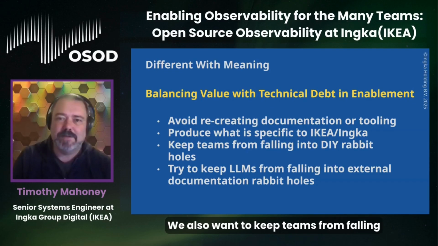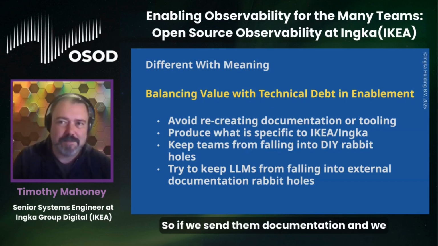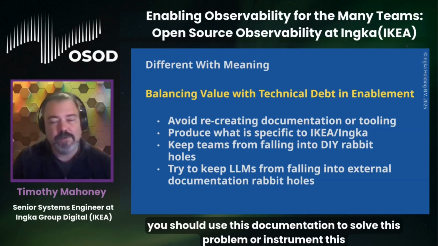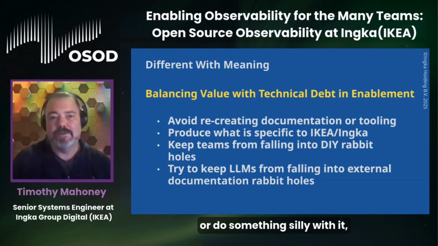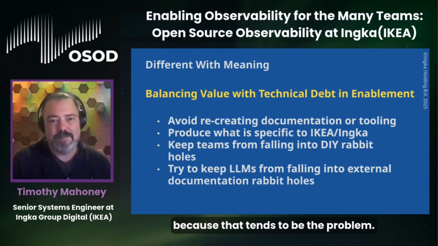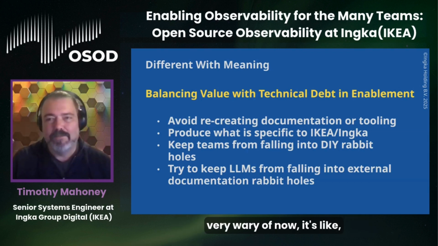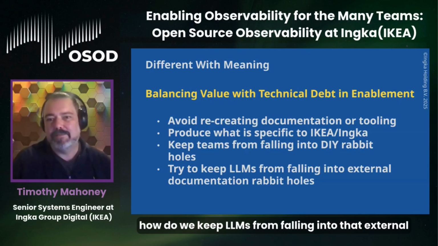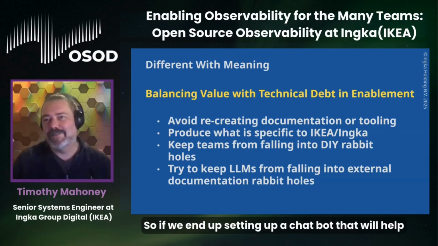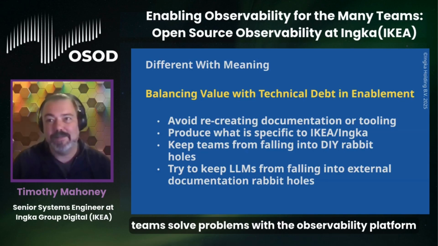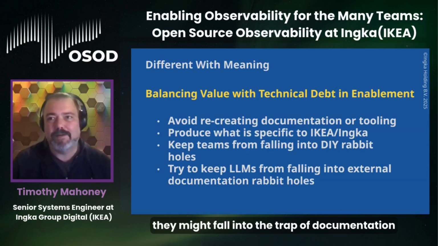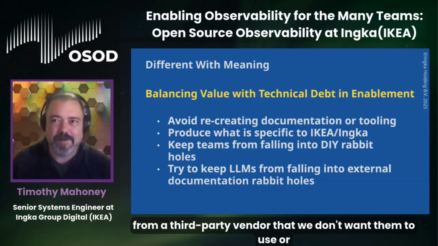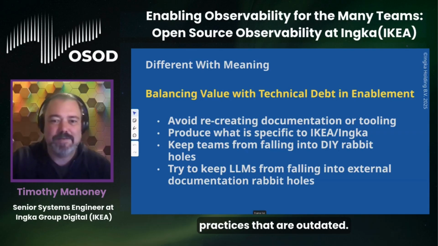We also want to keep teams from falling into the do-it-yourself rabbit hole. If we send them documentation and explain that they should use it to solve a problem or instrument an application, we don't want them to assume that they have to install all the tooling themselves or do something silly with it, because that tends to be the problem. The other thing that we're very wary of now is how we keep LLMs from falling into that external documentation rabbit hole as well. If we end up setting up a chatbot that will help teams solve problems with the observability platform or with instrumenting their application, they might fall into the trap of documentation from a third-party vendor that we don't want them to use, or practices that are outdated.